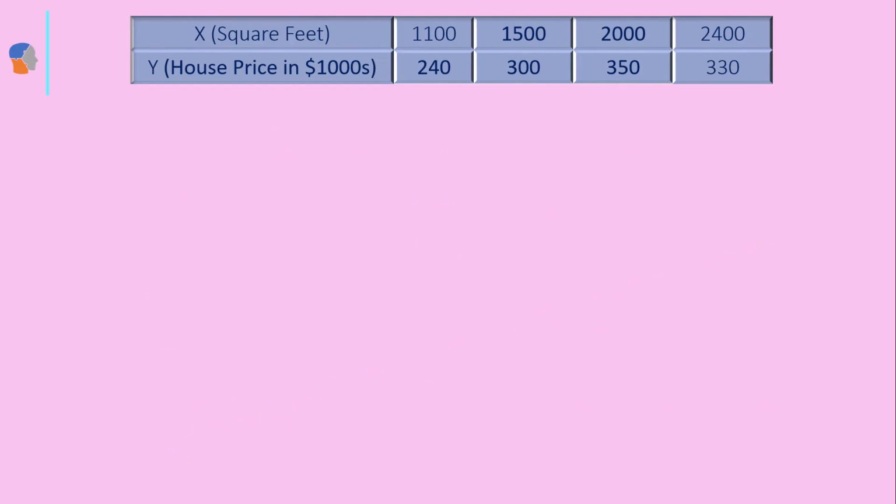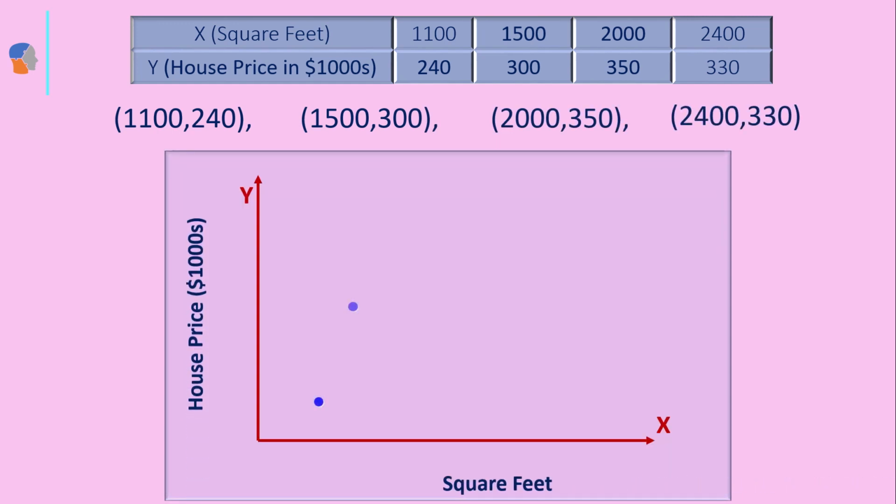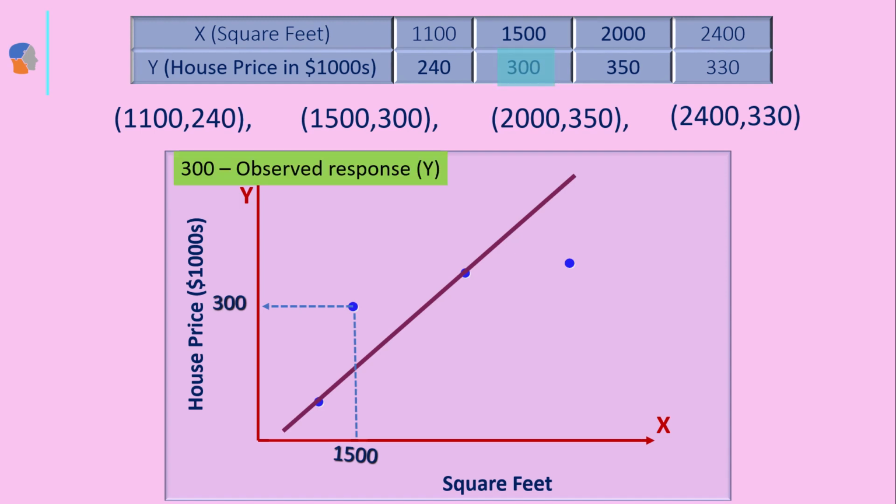Now consider this example. I explained this example in a previous video. There are 4 points and draw the regression line for this case. Here house price is the dependent variable. It depends on the square feet or size of the house. Therefore, x is the independent variable which is square feet here. Now consider this point. X is 1500, y is 300. So 300 is coming from the table. Therefore, 300 is called the observed response. That is the y value.